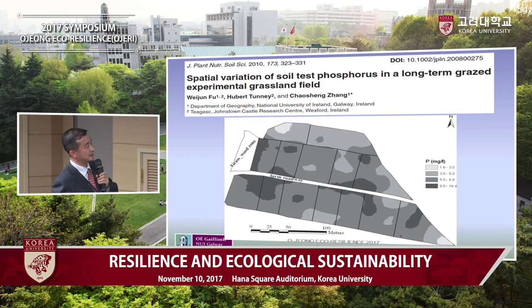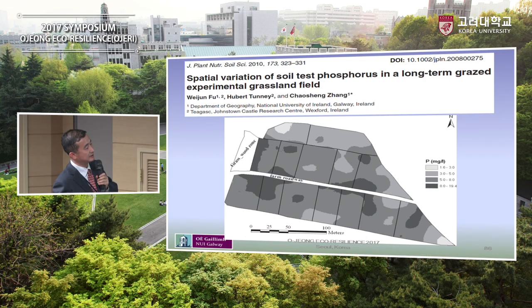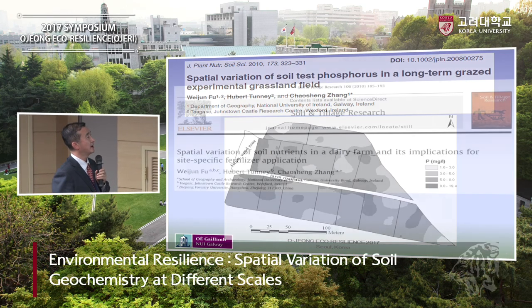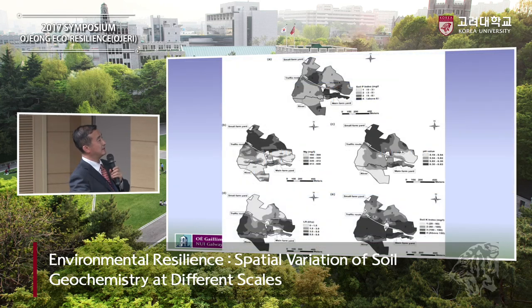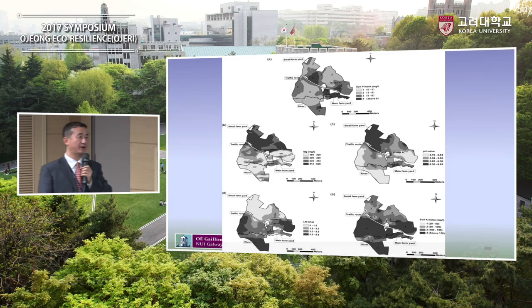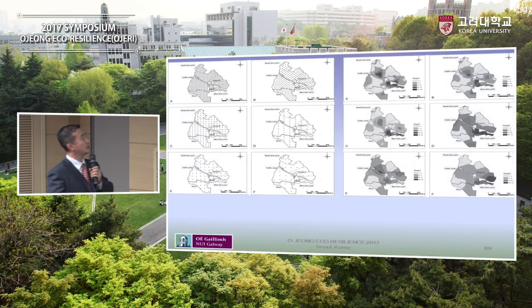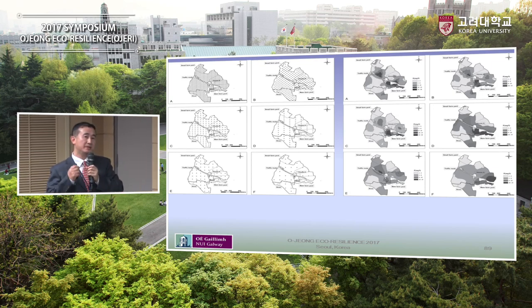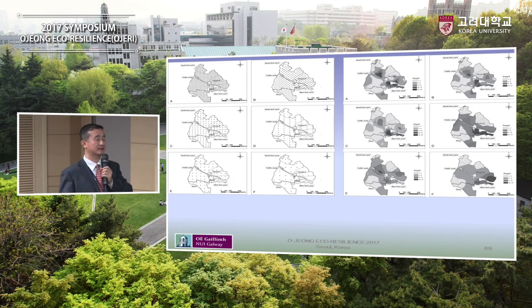First, at the 100-meter scale, you can see the variation there. And then you will see different kinds of parameters, not just phosphorus. They have a strong variation there. And we are trying to reduce the number of samples required to get the pattern. That's one of the works we are still working on: to minimize the number of samples to keep the cost as low as possible.